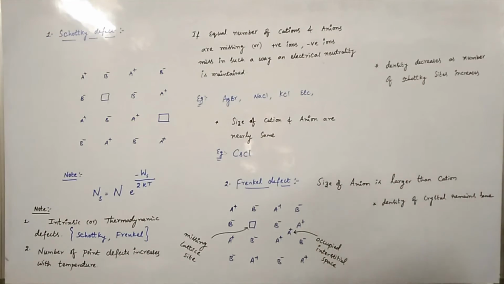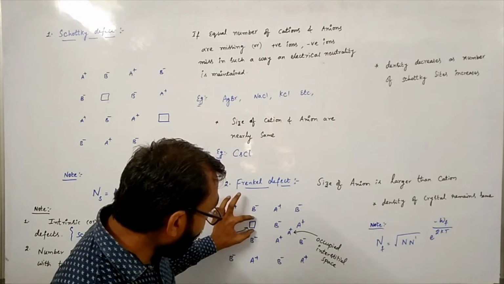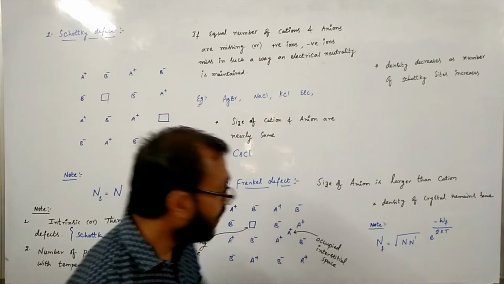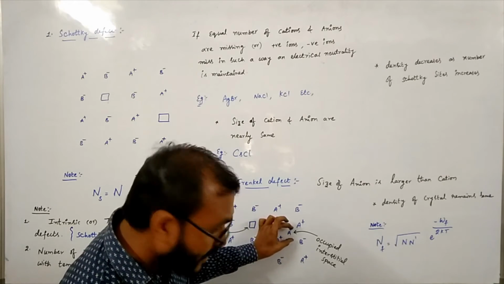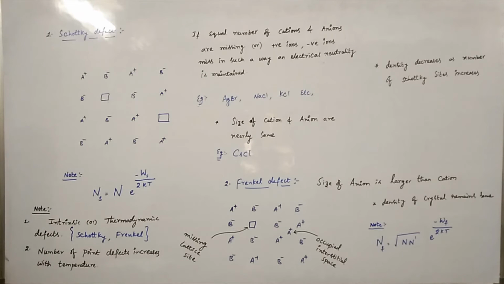Similar to Schottky defect, here also if you want to write a formula for number of Frenkel defect sites, we can write it as number of Frenkel defect sites is equal to root of N into N prime e power minus W of Frenkel divided by 2kT. Now what is N? Number of lattice sites per centimeter cube. N prime is number of interstitial sites per centimeter cube. Right? So from there you get number of Frenkel defects.